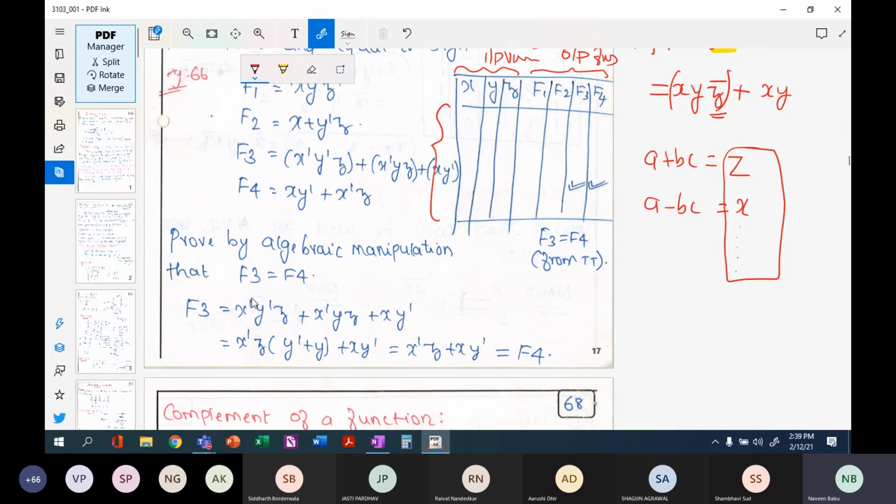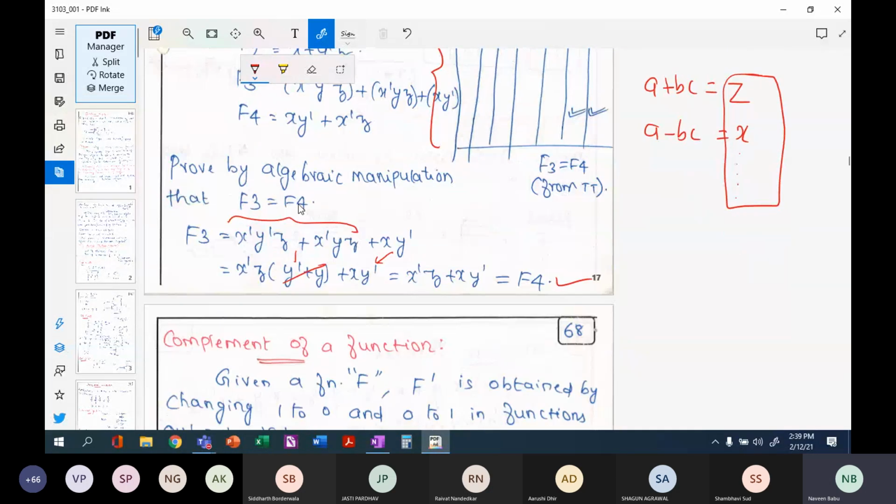What is F3? F3 is x bar y bar z plus x bar y z plus x y bar. From the first two terms, you can see that x bar and z are common. So you pull out the common term x bar z, multiplied by y plus y bar, plus the third term. Now you know that y plus y bar is always equal to 1. So it is equal to x bar z plus x y bar, which is nothing but your F4 expression. So by directly looking at the Boolean expressions, you cannot come to a conclusion whether two functions are equal. Your truth table will help you identify how the functions really behave.